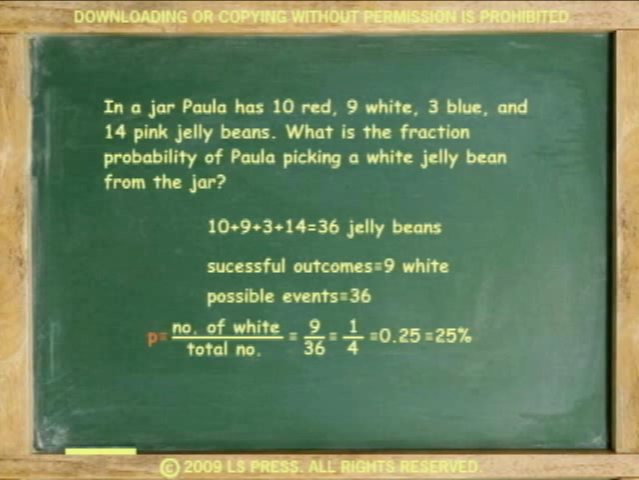Probability is equal to whites over total number. 9 over 36 equals 1 over 4. Decimal probability equals 1 over 4 or 0.25. Percent probability equals 0.25 times 100 or 25% probability.